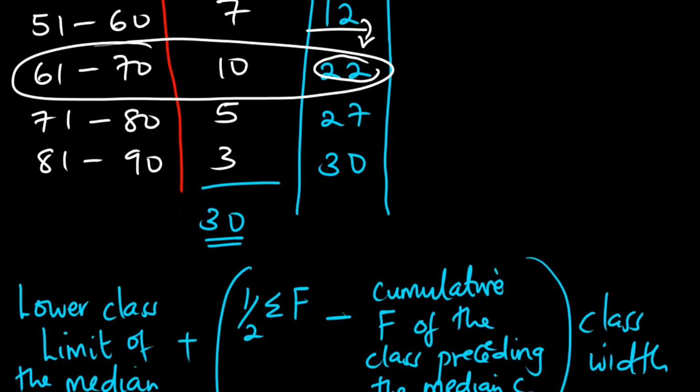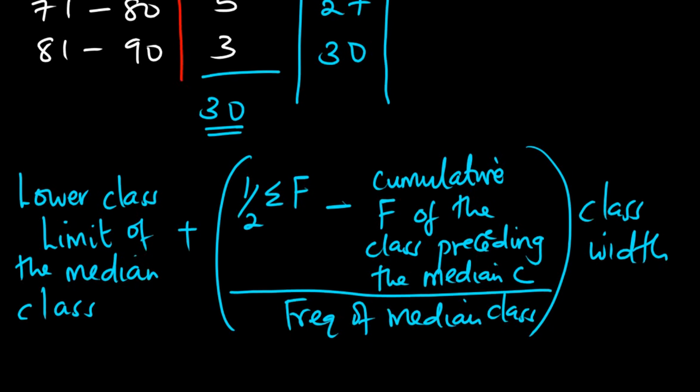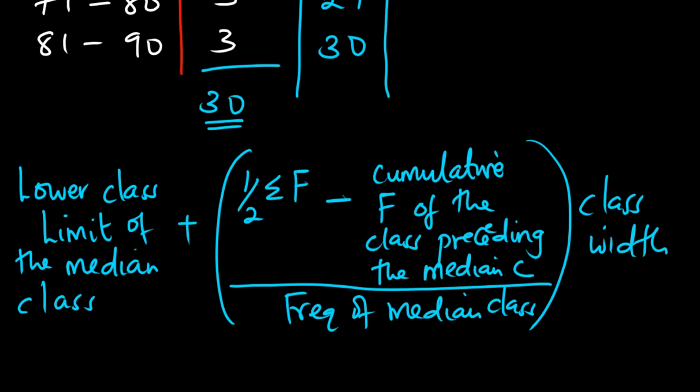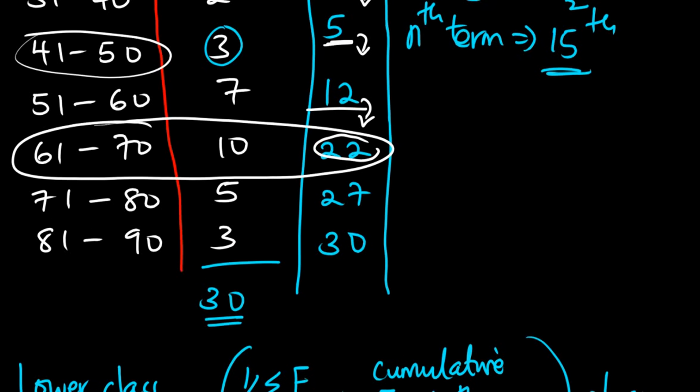Then let's go back to the formula. We need the lower limit, or the lower class limit of the median class. So we have now our median class. What we want now is the lower class limit. For each of these classes, there is the lower class limit and the upper class limit. The lower class limit is found by adding this value to this value. It's going to be 60 plus 61, and then we divide by 2. So it's going to be 60.5.